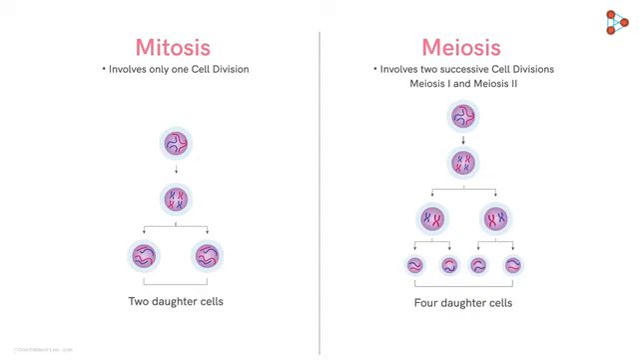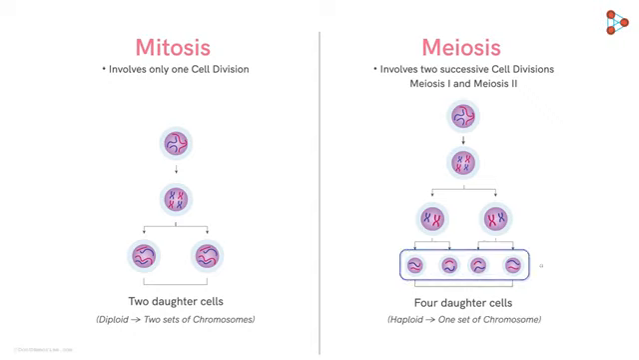This difference is based on the chromosomal number of the daughter cells. In mitosis, the daughter cells are diploid with 2 sets of chromosomes, just like the parent cell, while during meiosis, the daughter cells produced are haploid with only 1 set of chromosome. These daughter cells are called gametes, and have exactly half the number of chromosomes of the parent cells.